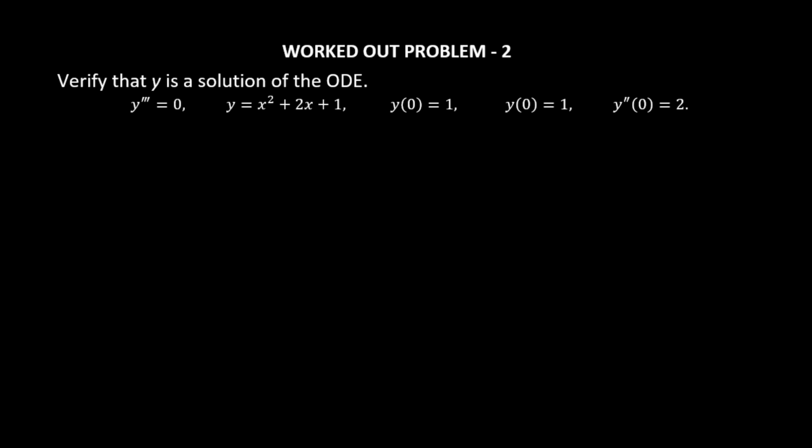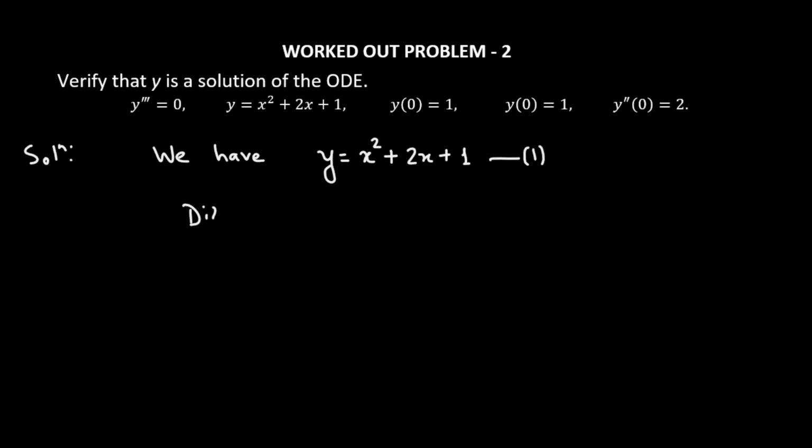Problem number 2. Verify that y is a solution of the ordinary differential equation y triple prime equals 0 with y equals x squared plus 2x plus 1, with the first initial condition y of 0 equals 1, the second initial condition y prime of 0 equals 2, and the third initial condition y double prime of 0 equals 2. So here we have y equals x squared plus 2x plus 1. Let this be equation number 1.